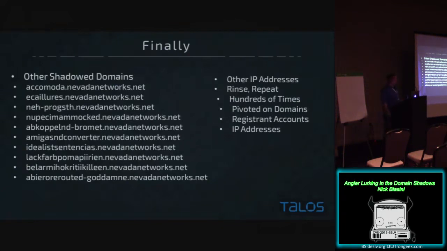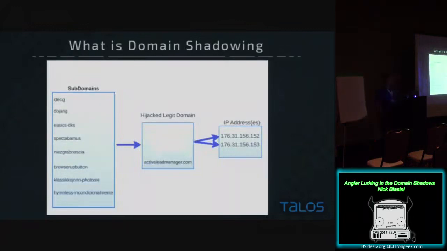So this is what I started digging into. I started here, and I started rinsing and repeating. I started pivoting on core domains, Angler activity that I knew was active, what subdomains were being utilized, what IP addresses, what registrant accounts, and just rinsing and repeating and trying to figure out what this is, what I stumbled upon here. And what I called it is domain shadowing.